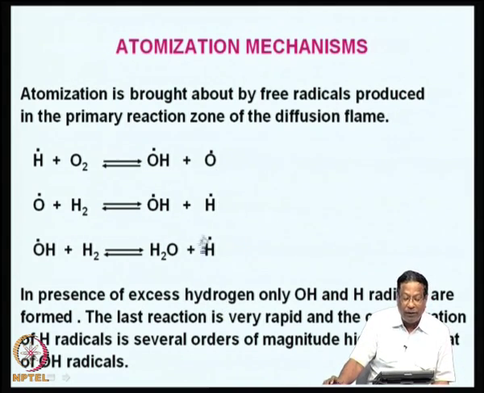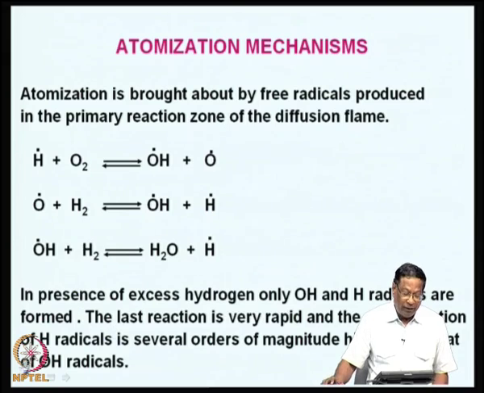So, in the presence of excess hydrogen, because the basic reaction of this hydride generation is hydrogen generation, only OH and H radicals are formed, because the reaction equilibrium will be shifted to the right. So, you would have only H and OH radicals. The last reaction, OH plus H2 going to H2O and H, is a very rapid reaction, and the concentration of hydrogen radicals is several orders of magnitude higher than that of OH radicals. That means, the concentration of H radicals is about 10 raised to 4 times that of OH radicals.